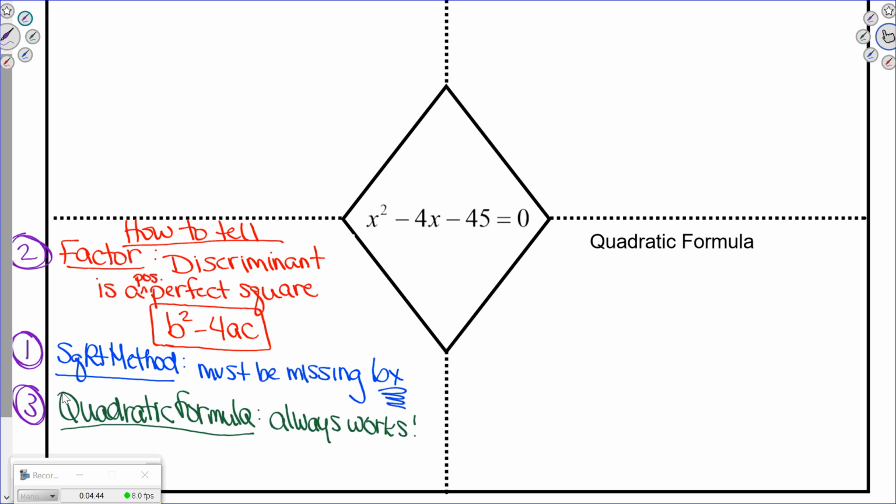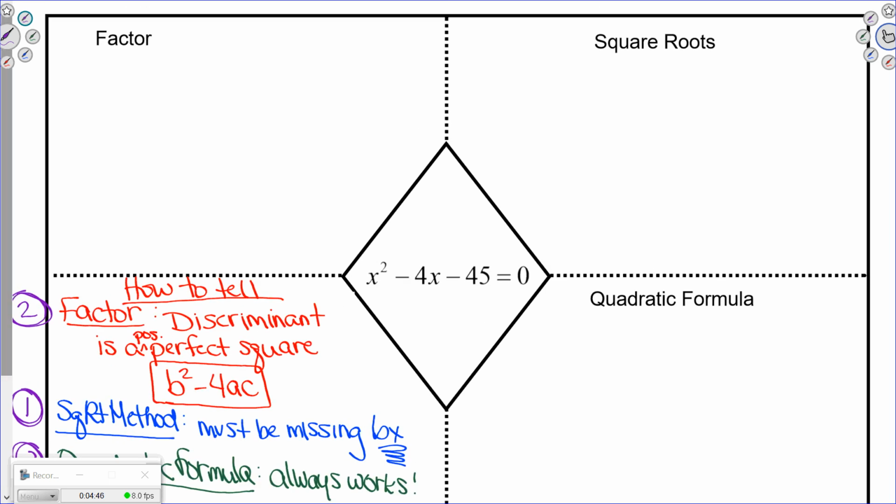All right, so what we're going to do is look at a couple different problems today and how, which ones work for which methods, okay? So the first problem, x squared minus 4x minus 45 equals 0. It's already set equal to 0.